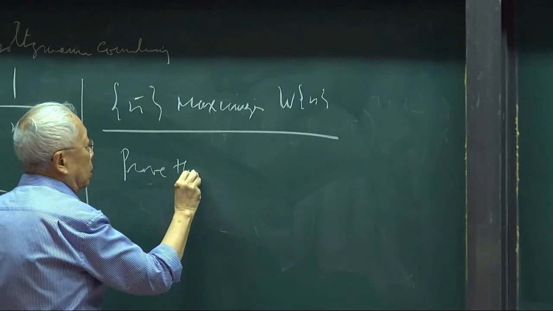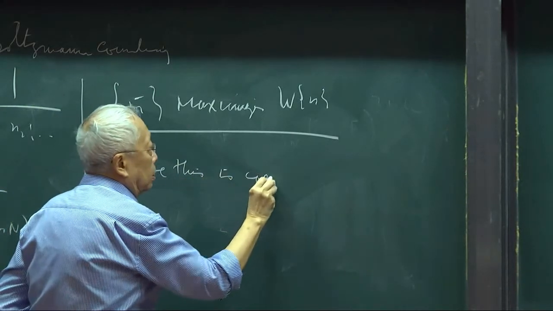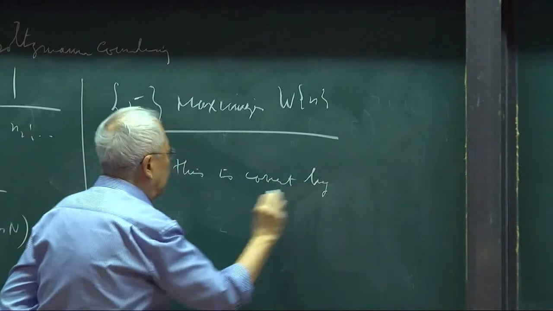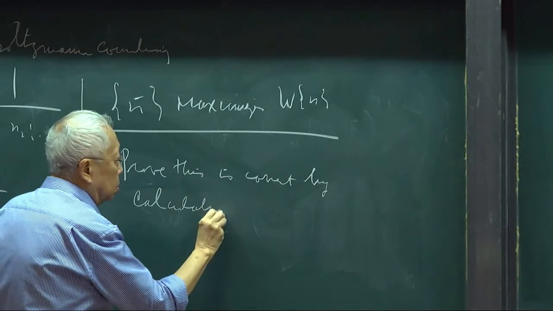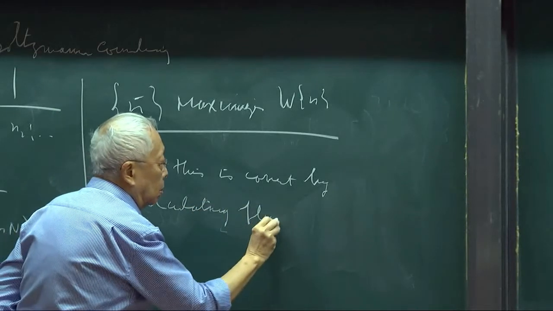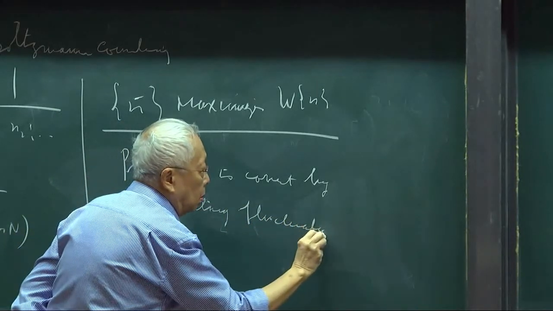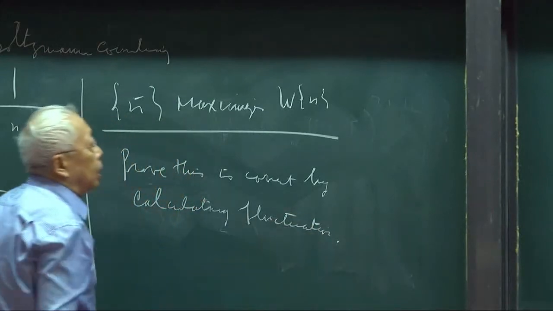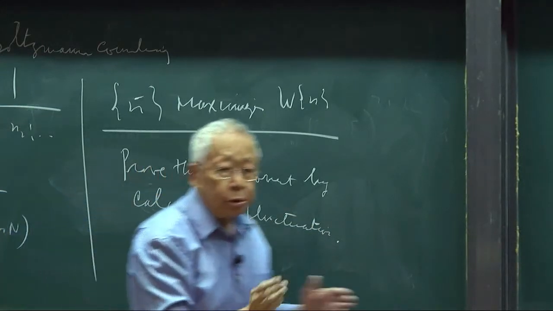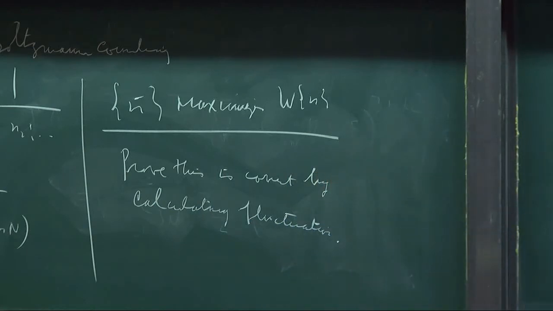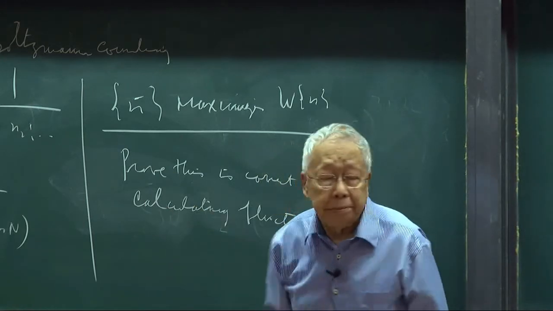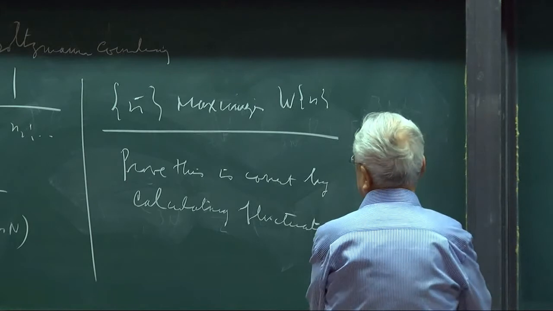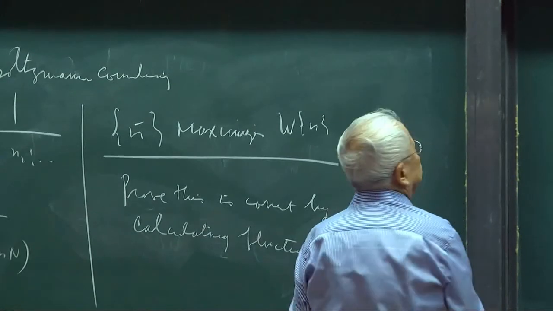This is correct by calculating fluctuations. Usually, what does it mean? That if we just take one term and we calculate fluctuations from that term, you will see what we mean. And then if the fluctuation is small, then this is the correct answer. So we'll do this.